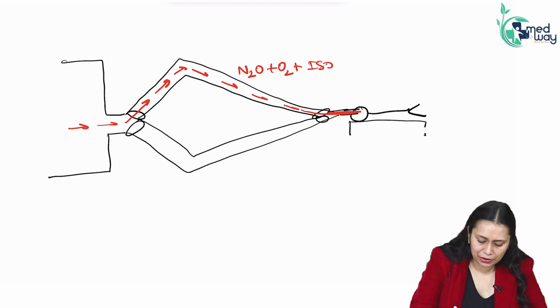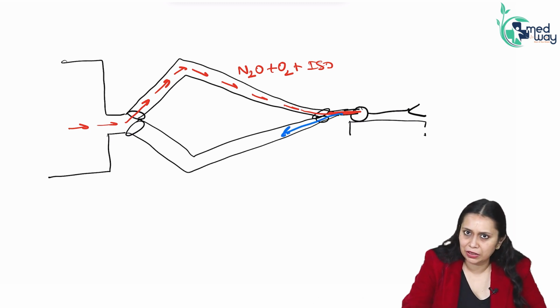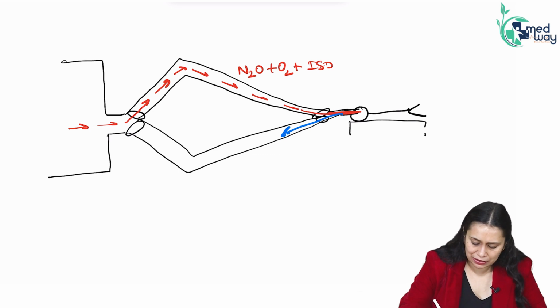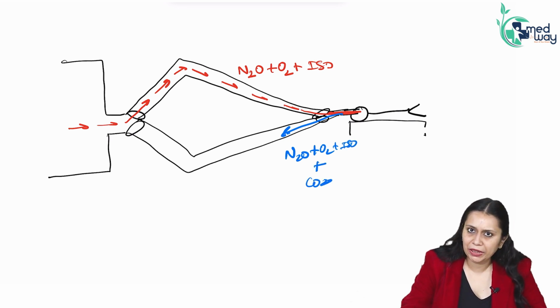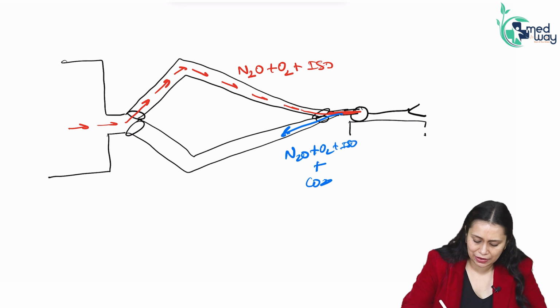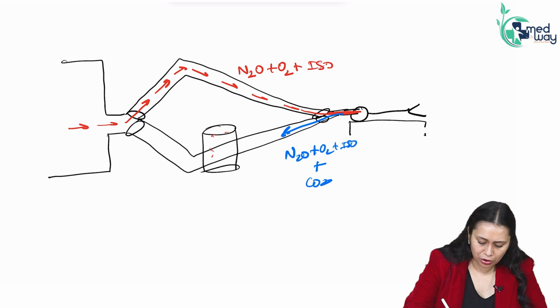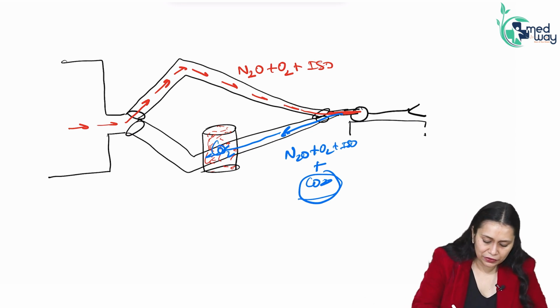Now the patient expires. Expiratory gases enter the expiratory limb through this one-way valve. So what are the expiratory gases? Nitrous oxide, oxygen, iso, and carbon dioxide. In the expiratory limb, a very important new component was added, that is called the carbon dioxide absorber. This has small granules present in it, made up of some chemical substance. When the expiratory gas passes through it, the chemical present in these granules reacts with carbon dioxide, and the carbon dioxide is absorbed, and the rest of the expiratory gases are recycled into the inspiratory limb.